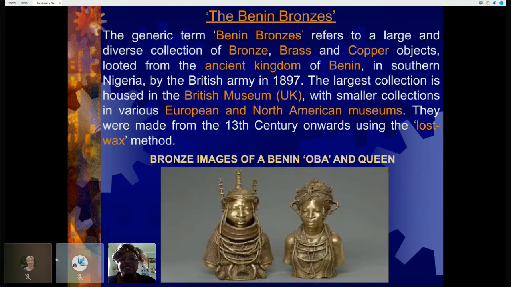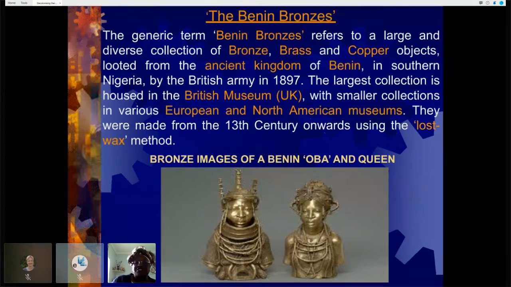The second exhibit are the Benin bronzes. And this is a generic term referring to a large, diverse collection of bronze, brass, and copper objects looted by the British Army in 1897 from the ancient kingdom of Benin. The largest collection is housed in the British Museum and smaller collections in Europe and North America. They were made from the 13th century onwards using the lost wax method.